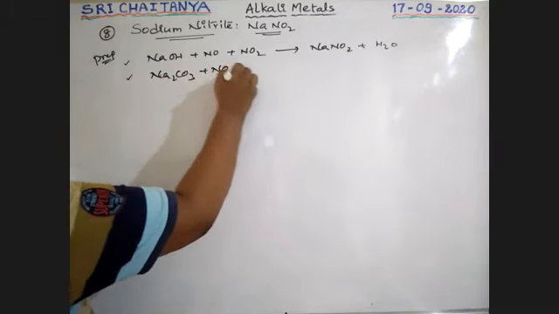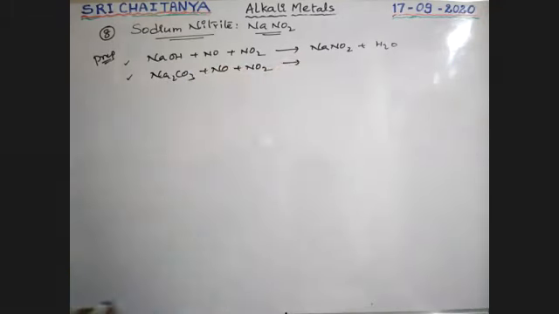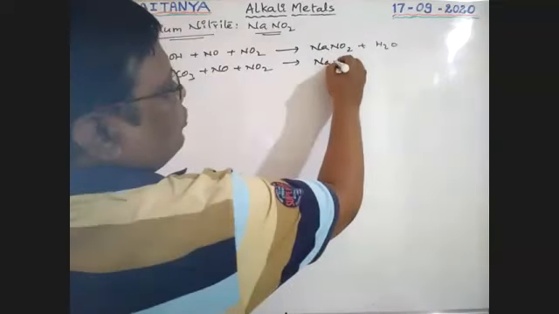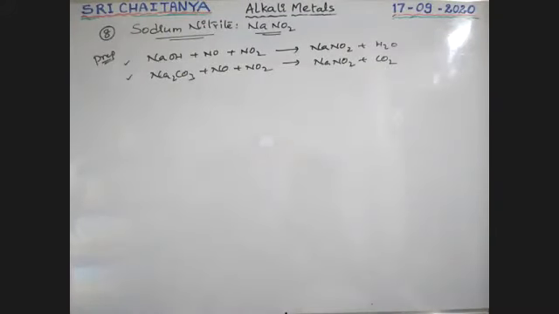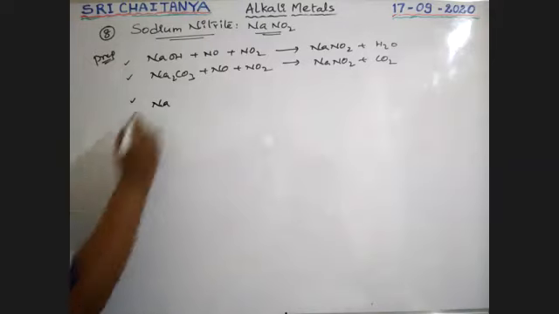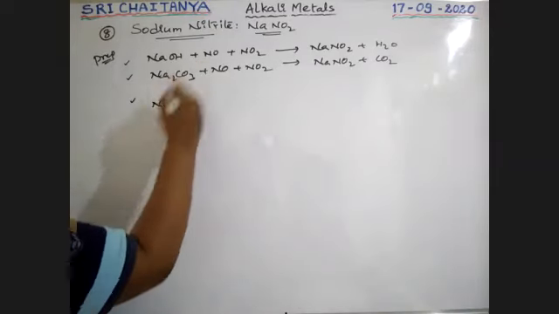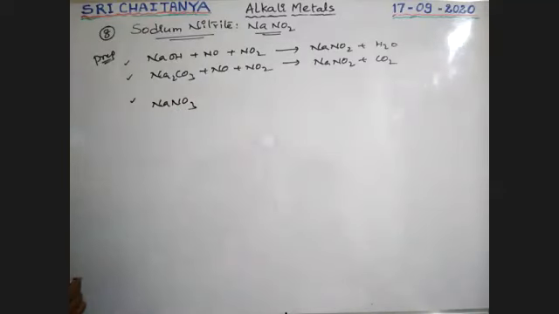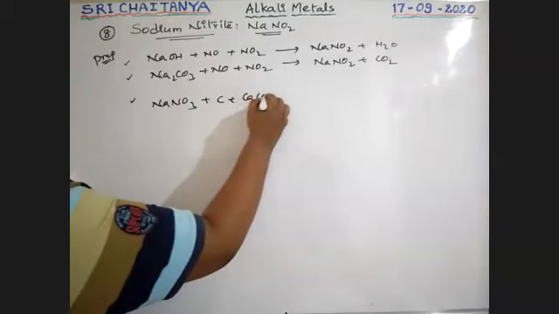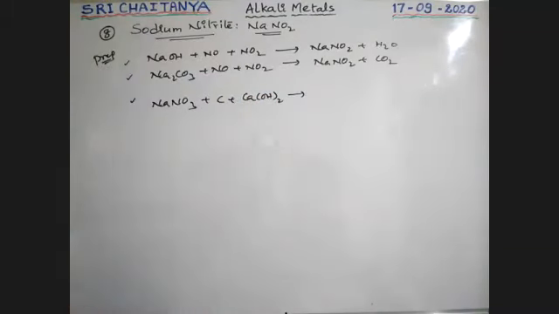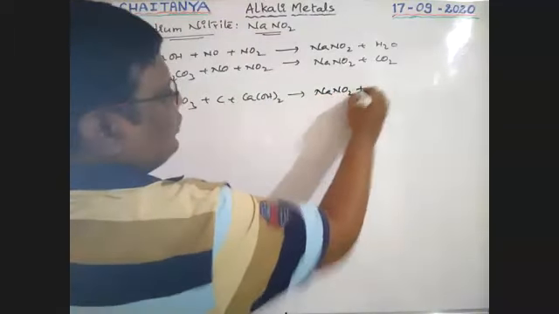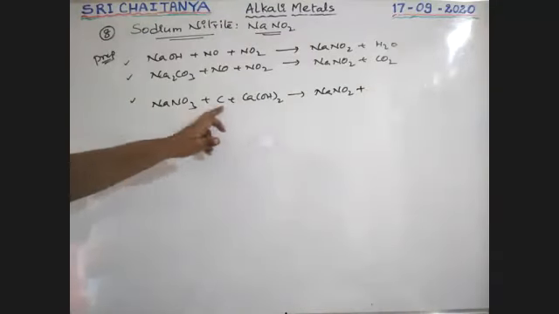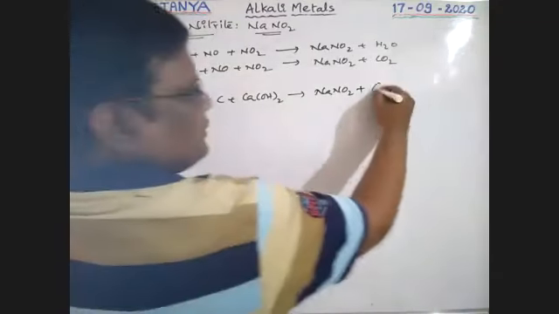Same reaction. There NaNO2 plus CO2 is the product. Next, NaNO3, sodium nitrate, plus carbon plus Ca(OH)2. This combination also gives NaNO2 plus calcium carbonate, CaCO3, plus H2O.